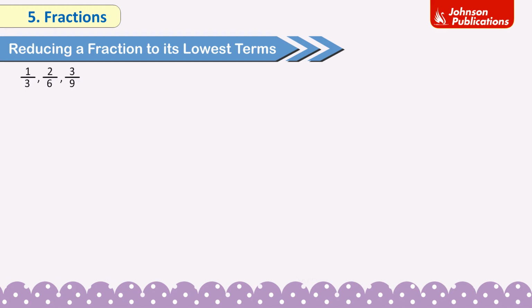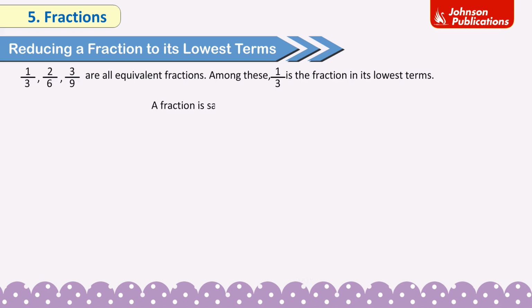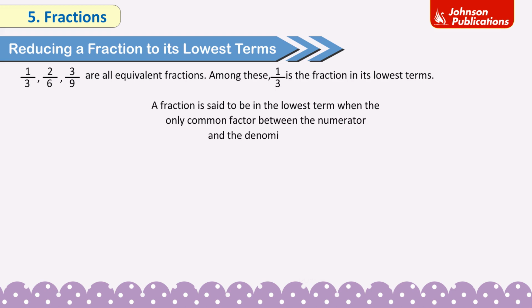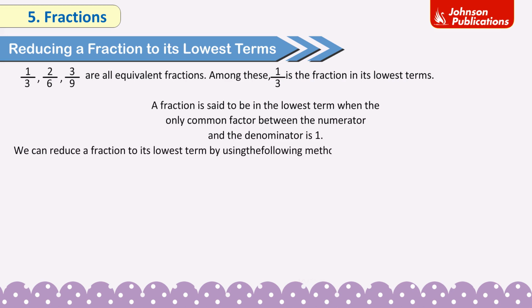1 by 3, 2 by 6, 3 by 9 are all equivalent fractions. Among these, 1 by 3 is the fraction in its lowest terms. A fraction is said to be in the lowest term when the only common factor between the numerator and the denominator is 1. We can reduce a fraction to its lowest term by using the following methods.